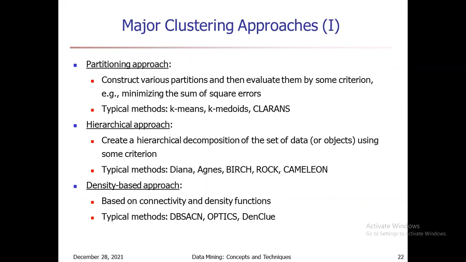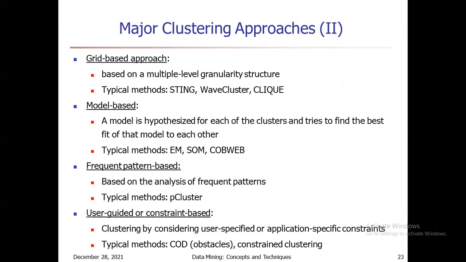Okay. And in the hierarchical approach we are going to create a hierarchical decomposition of the set of data or objects using some criteria. The typical methods are DIANA, AGNES, BIRCH, ROCK, and CHAMELEON. Okay, so these are the hierarchical approaches. And the density based approach is based on connectivity and density functions. The typical methods are DBSCAN, OPTICS, and DENCLU. Okay, all these points we are going to learn in this chapter here.